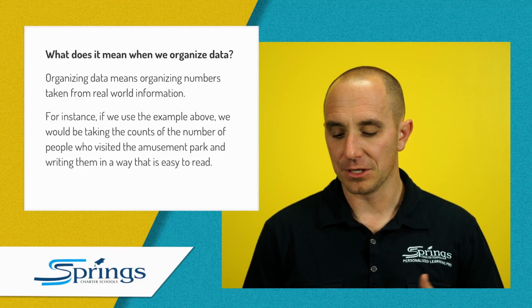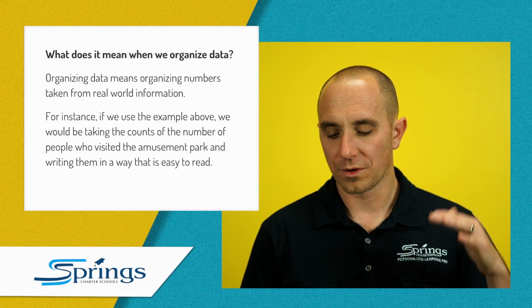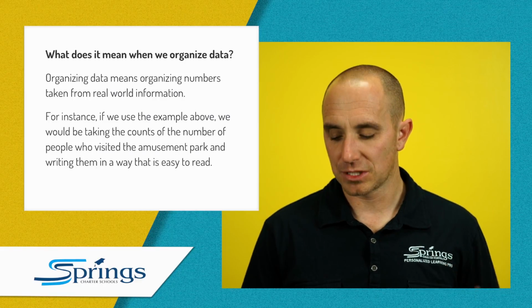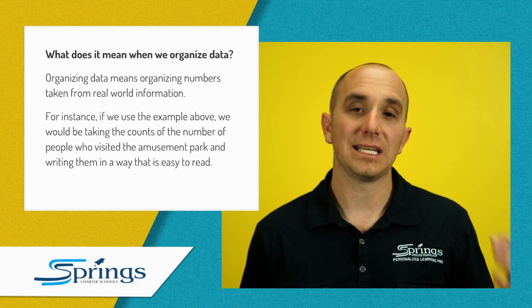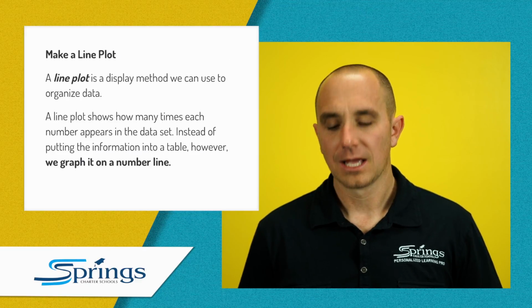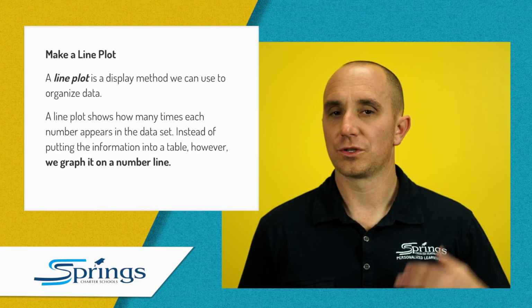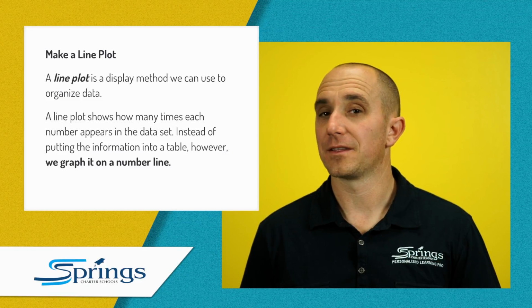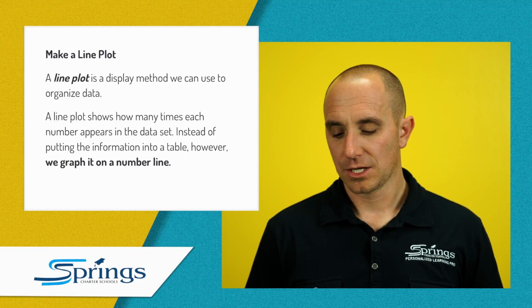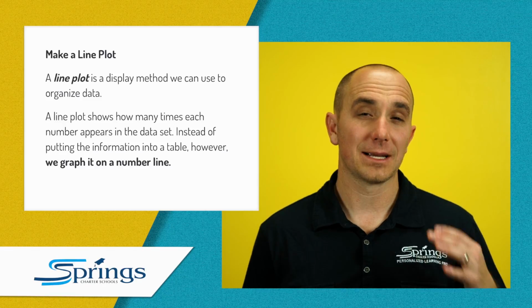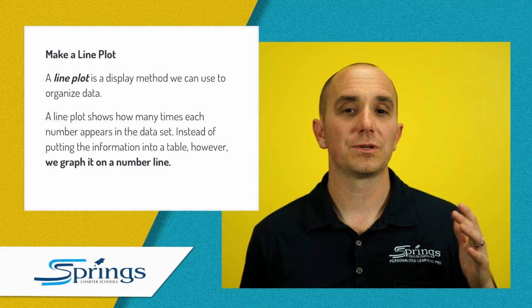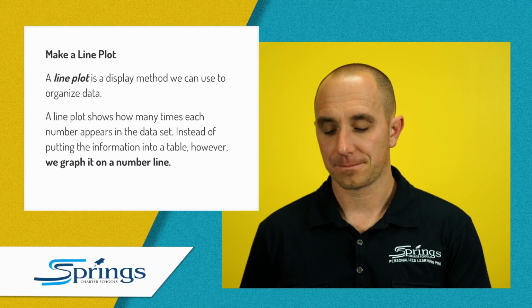For instance, with the amusement park example, we would be taking the counts of the number of people who visited the amusement park and writing them in a way that's easy to read. So, let's talk about making a line plot, which is a way to organize data. A line plot is the display method that we can use to organize data. It shows how many times each number appears in a data set. Instead of putting the information into a table, however, we use a number line.